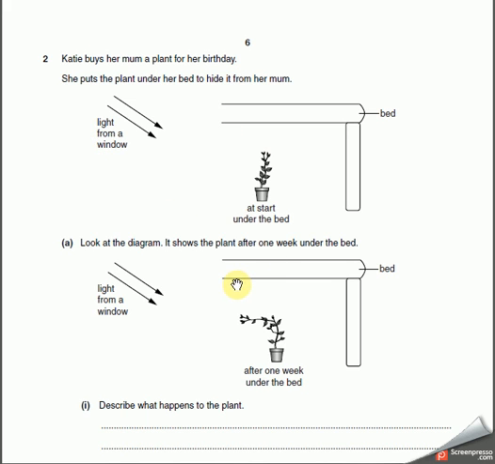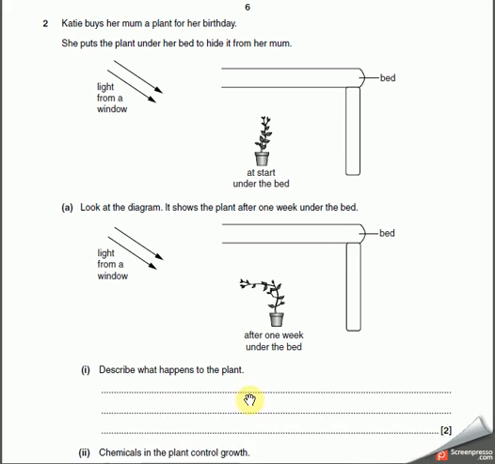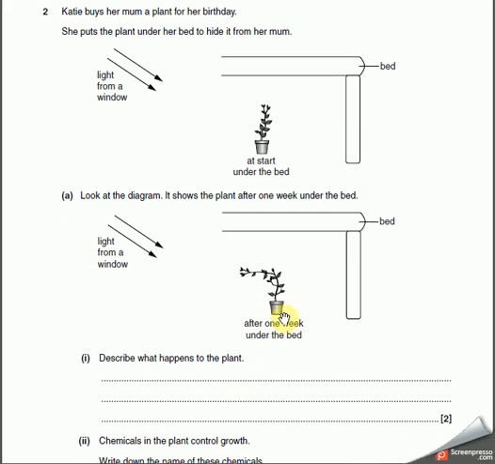Katie buys her mum a plant for her birthday. She puts the plant under a bed to hide it from her mum. Okay, this is the bed. Always look at the diagram, by the way, guys. And that is light coming from the window. The diagram shows the plant after 1 week underneath the bed. You can see that the plant has moved towards the light from the window. Describe what has happened to the plant. Well, the plant has obviously grown towards the light.